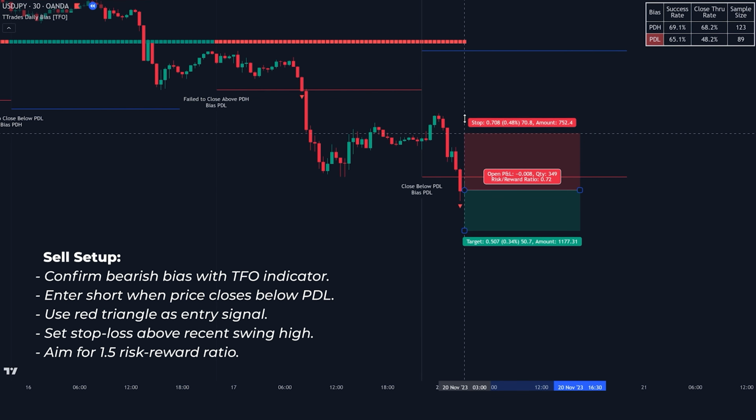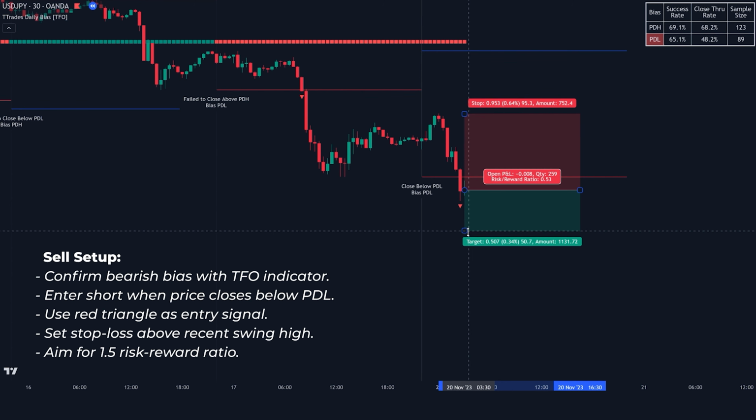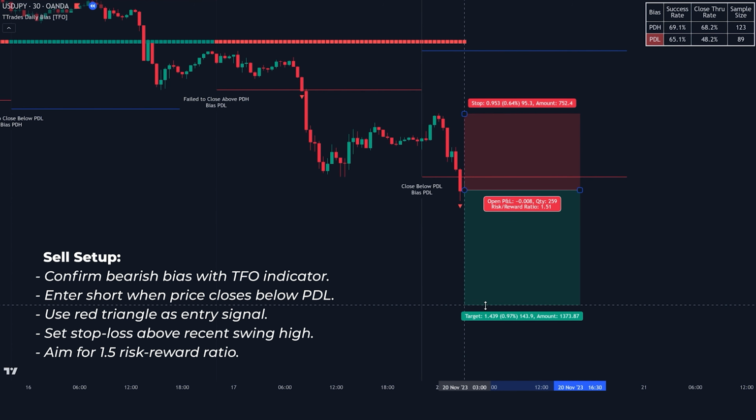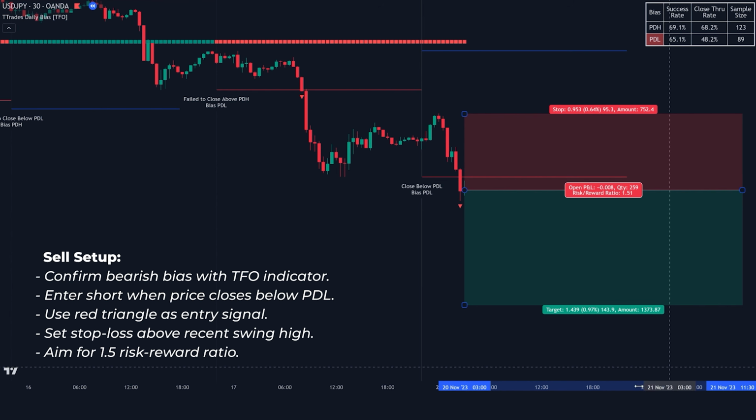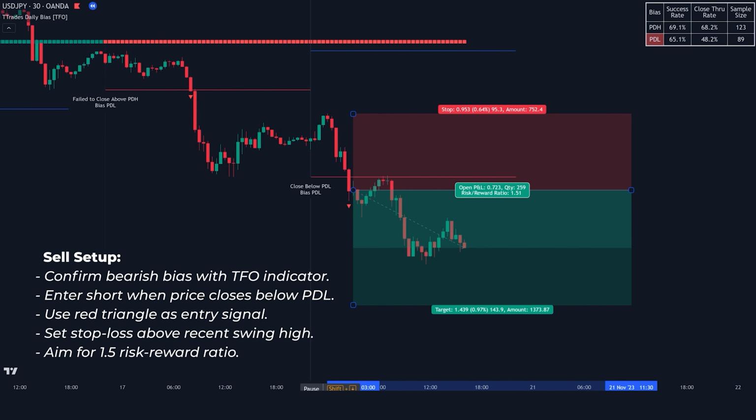For risk management, set the stop-loss order above the recent swing high to protect against potential losses. To determine the take-profit level, aim for a minimum risk-reward ratio of 1.5, adjusting the take-profit level accordingly. Here is the result.